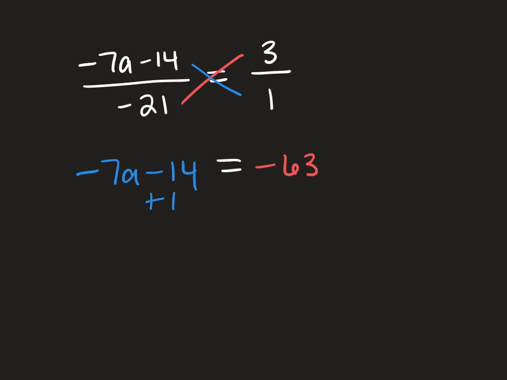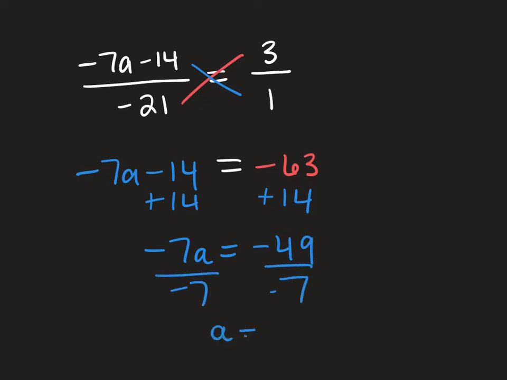Then you add your 14. Right, and then you get negative 7a is equal to negative 49, and divide by negative 7. So then a equals 7.